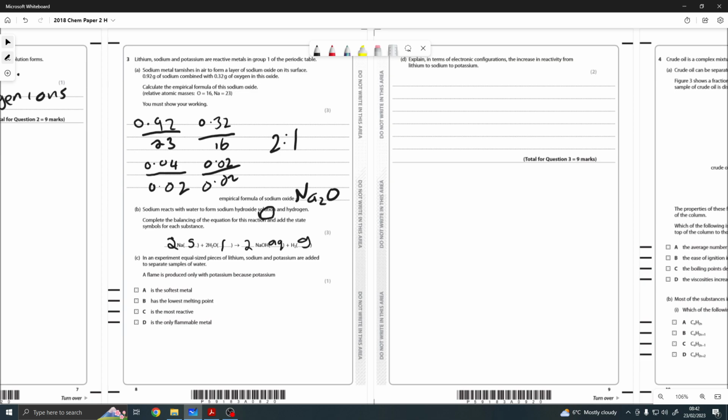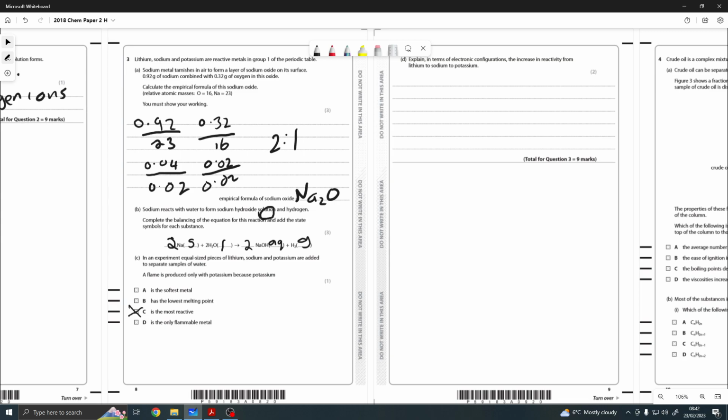In an experiment, equal-sized pieces of lithium, sodium, and potassium are added to separate samples of water. A flame is produced only with potassium because potassium, well, we know, is the softest metal. Does that mean the flame is produced? Has the lowest melting point. Again, does that result in the flame? Is the most reactive. That's why. Is the only flammable metal. Well, I mean, is the metal burning? Or is it the gas that's generated which is burning? The other 3 are totally irrelevant.